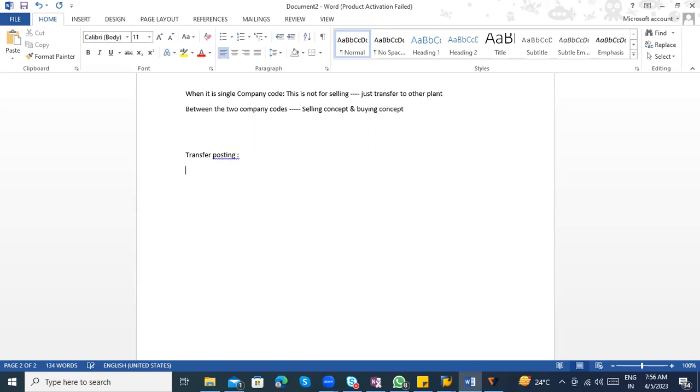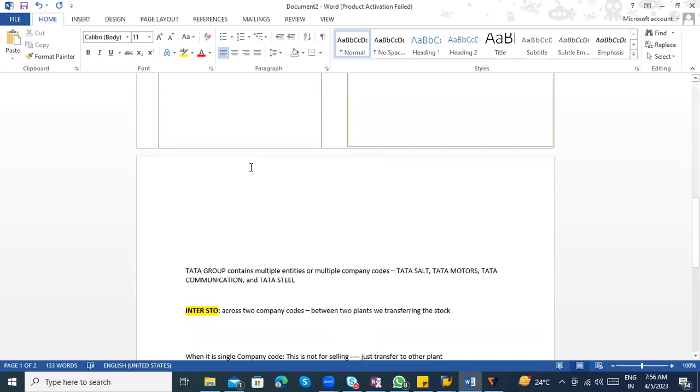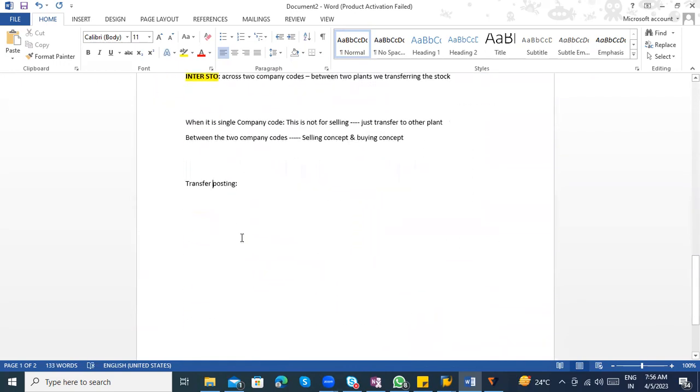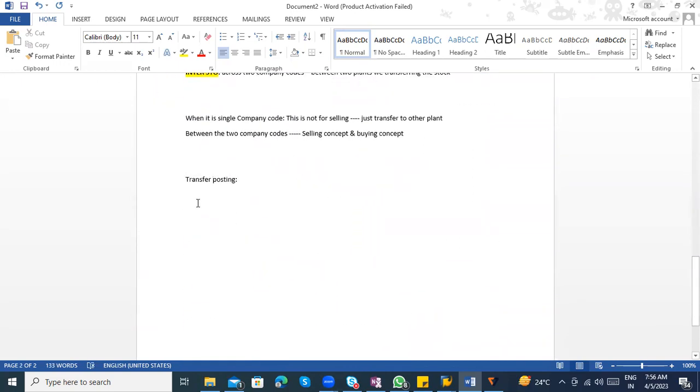Okay, transfer posting we have. We can say the above, which we are talking about, is a stock transport order in this process. And here we are talking about a transfer posting. Transfer posting we can do in a single step process. We do transfer posting only within the same company code.